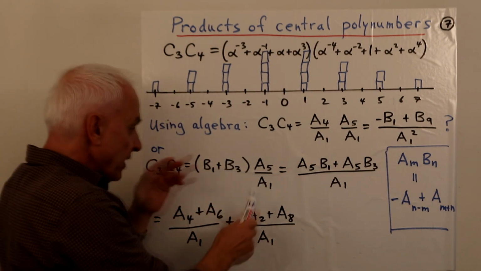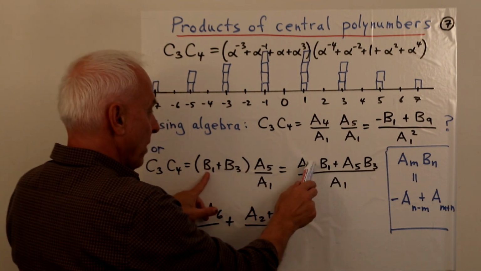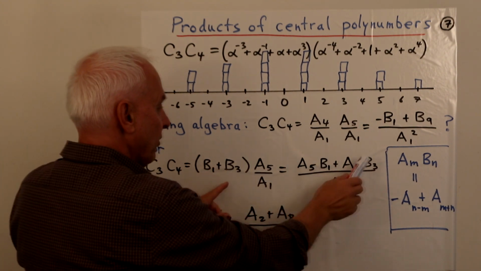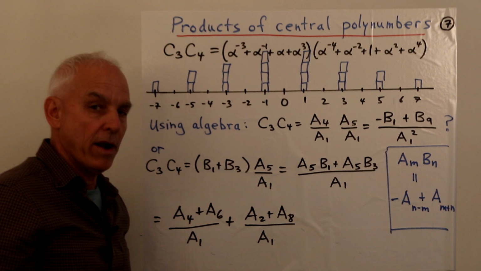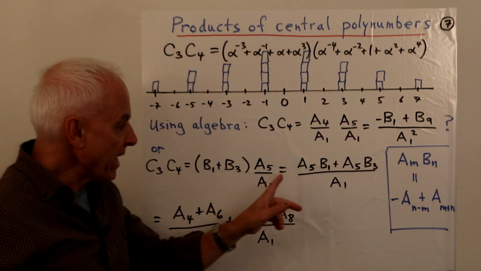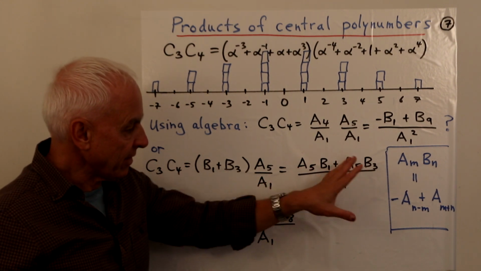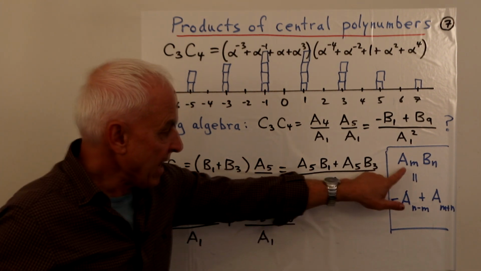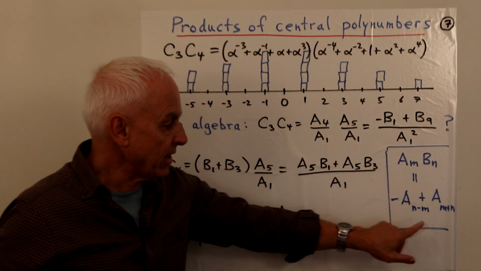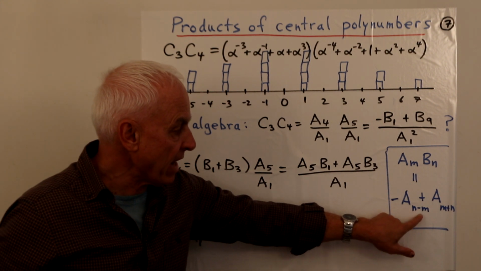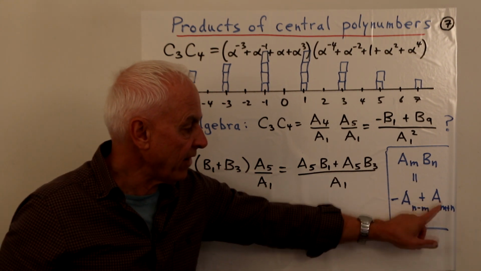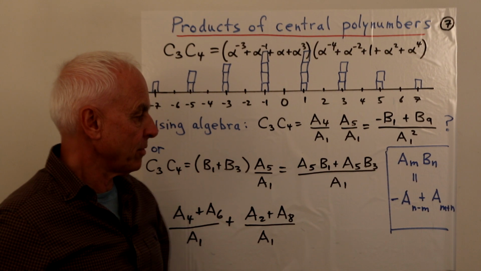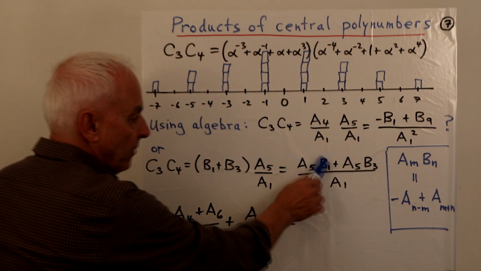So if we do that, then we can write it as A5 times B1 plus A5 times B3 all over a single A1. And now there's another law that we had also on the first page, which is that A sub m times B sub n equals minus A sub n minus m plus A sub m plus n. Okay, cool. So what is A5 times B1?